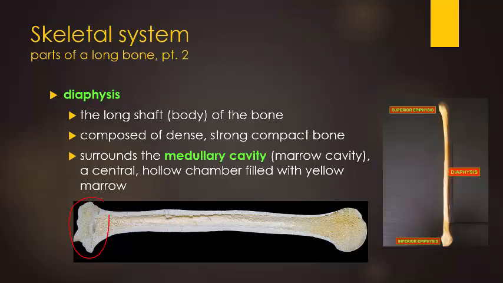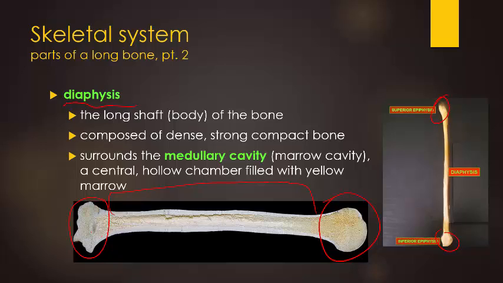Here's one epiphysis, here's the other, again the humerus: here's the proximal epiphysis up at the shoulder, the distal epiphysis at the elbow. Here's the fibula, again proximal and distal. The central portion, the area between the two epiphyses, is referred to as the diaphysis. It's the shaft of the bone, and it's composed primarily of strong and dense compact bone.